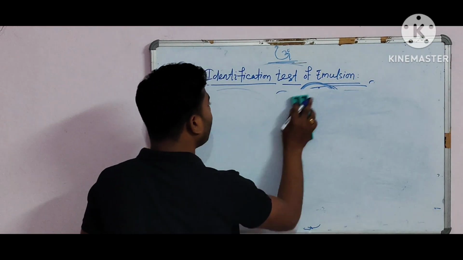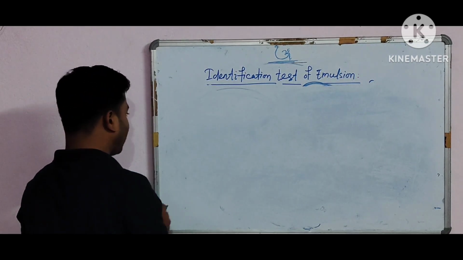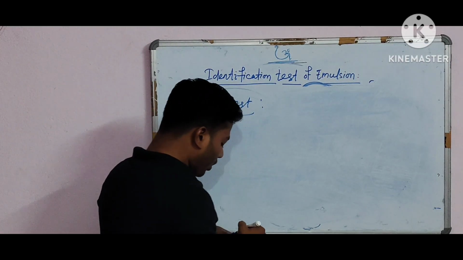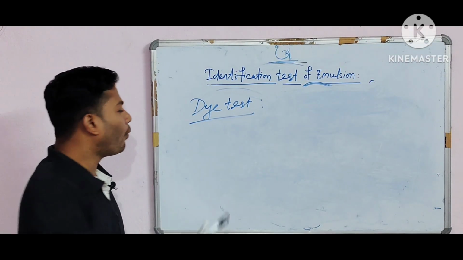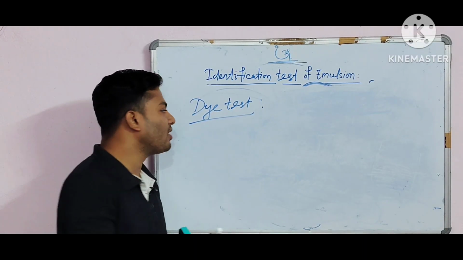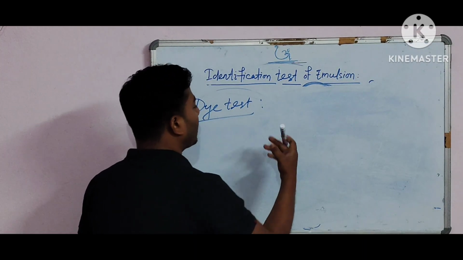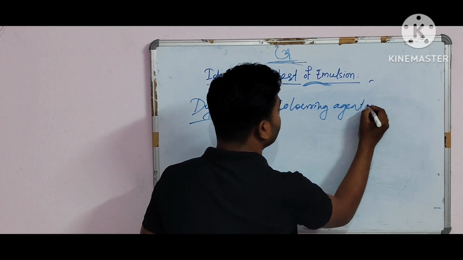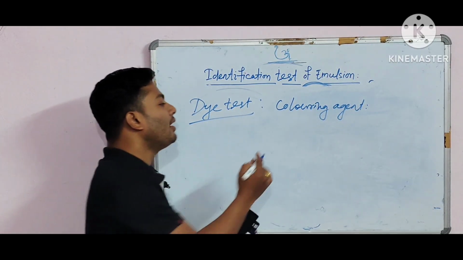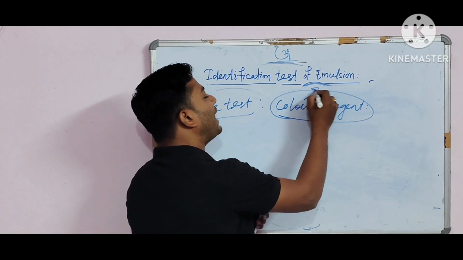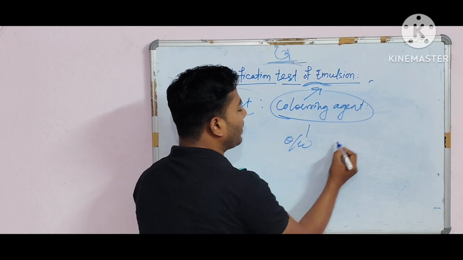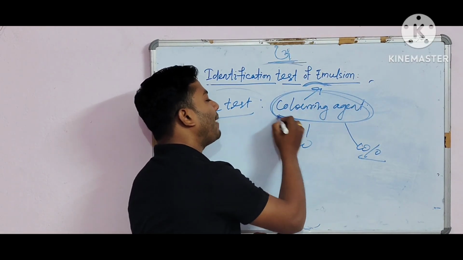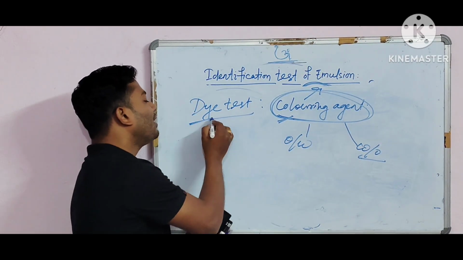Okay? The next identification test is the dye test. All of you know, according to the name, what do you mean by dye? Dye means some coloring agent. That means you can easily understand that by using some coloring agent you have to identify whether it is O/W type of emulsion or W/O type of emulsion.